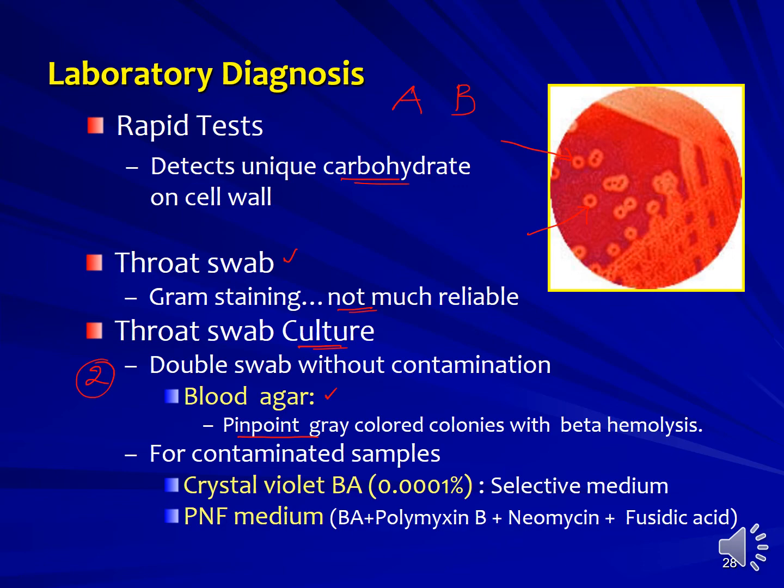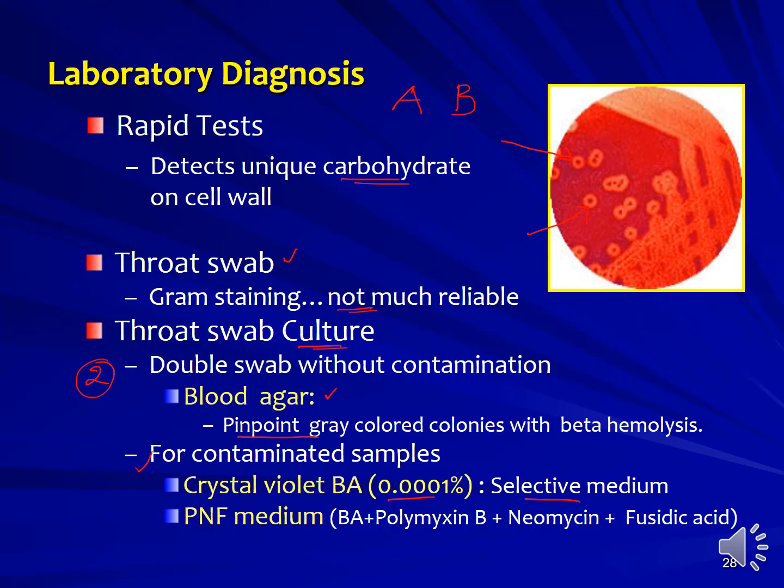If you really collected contaminated samples, then you have to do the culture on a selective medium like crystal violet blood agar medium, where the crystal violet is incorporated at 0.0001%. In the presence of crystal violet, other bacteria will die, but Streptococcus pyogenes can't die, so it can happily grow on this medium.